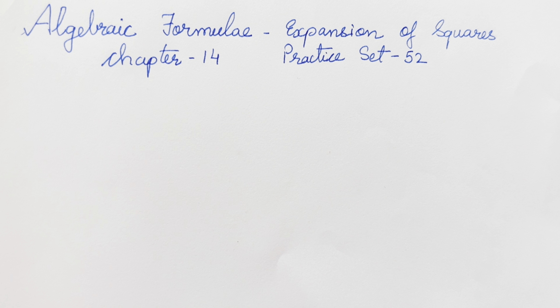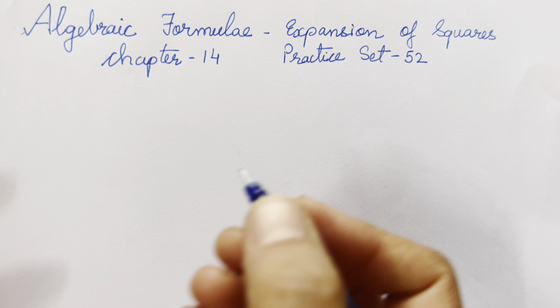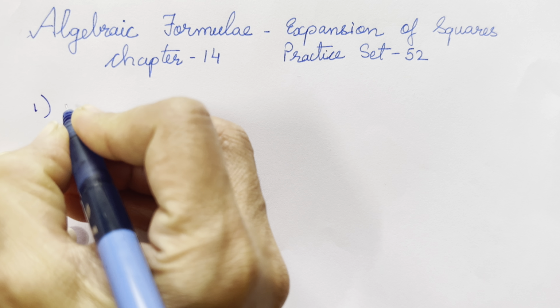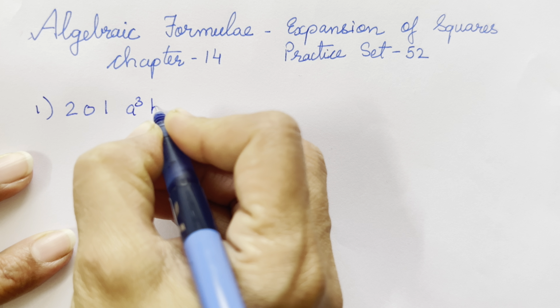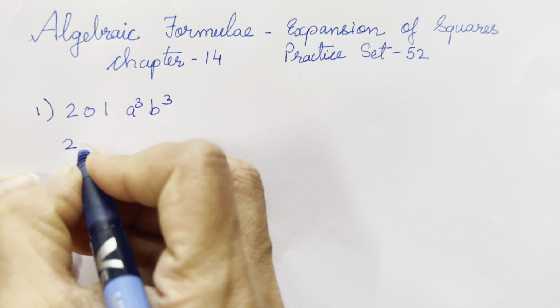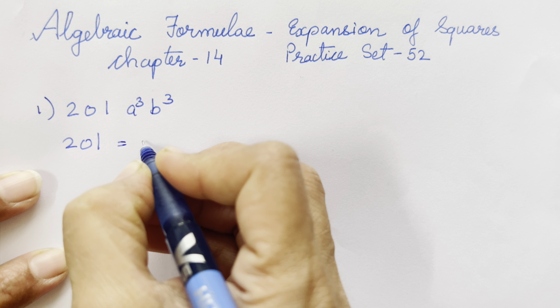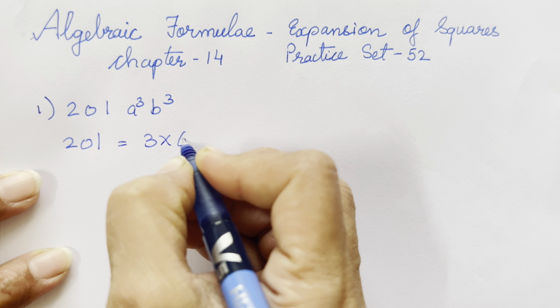Today we will be studying algebraic formula, expansion of square, chapter number 14, and we will be completing practice set number 52 in today's video. So the first question is 201 a cube b cube. First we will find the factors for 201, which is 3 into 67.